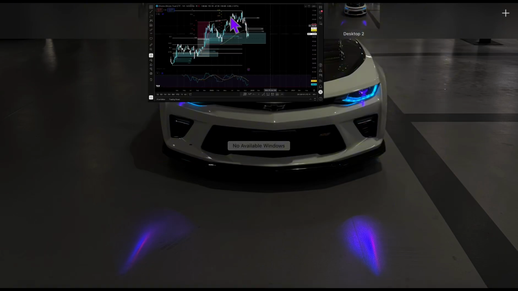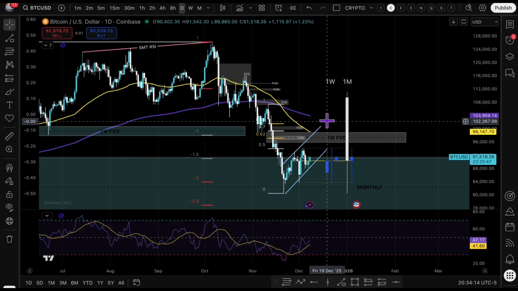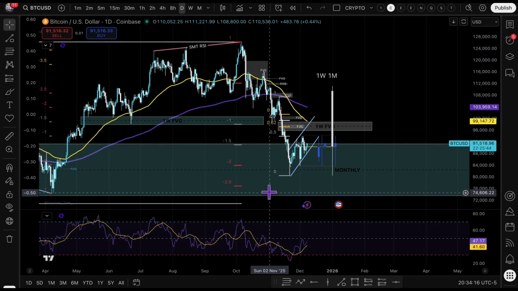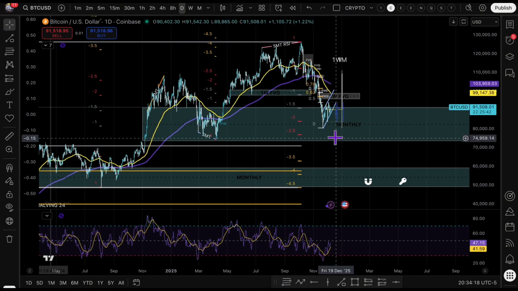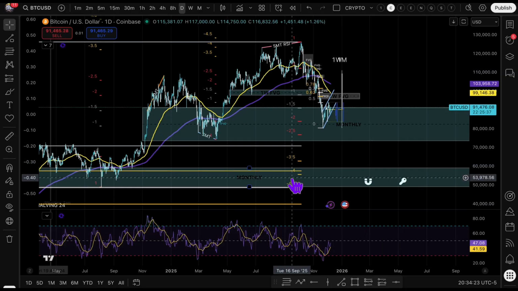And with that being said, that's basically my idea. That's what I see here in Bitcoin. I may average in just to be safe and wait for my targets. My targets right here, which I would love for that opportunity.